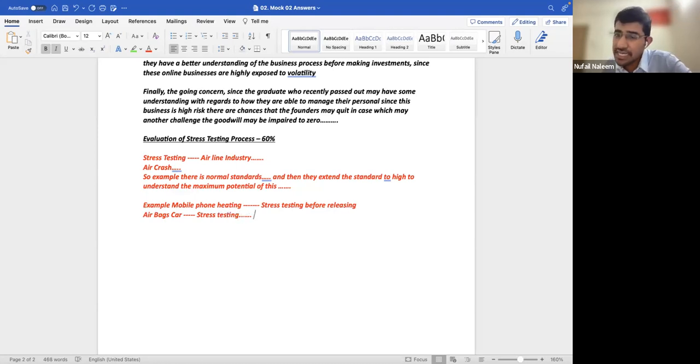For example, students, if you have an Apple Watch or something, they would have mentioned a limit of how far it can go inside the water level. There is something like that. So stress testing is you have many ranges and identify the range at which it will break. That is stress testing.